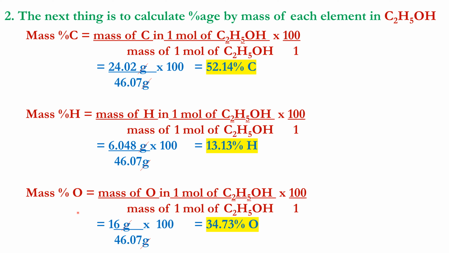The value that we calculated for mass of oxygen in 1 mole of ethanol from the previous slide is 16 gram. We divide that by mass of 1 mole of ethanol, which we calculated to be 46.07 gram, and we multiply by 100. So this gram cancels this gram, and our answer will then be 34.73% oxygen.